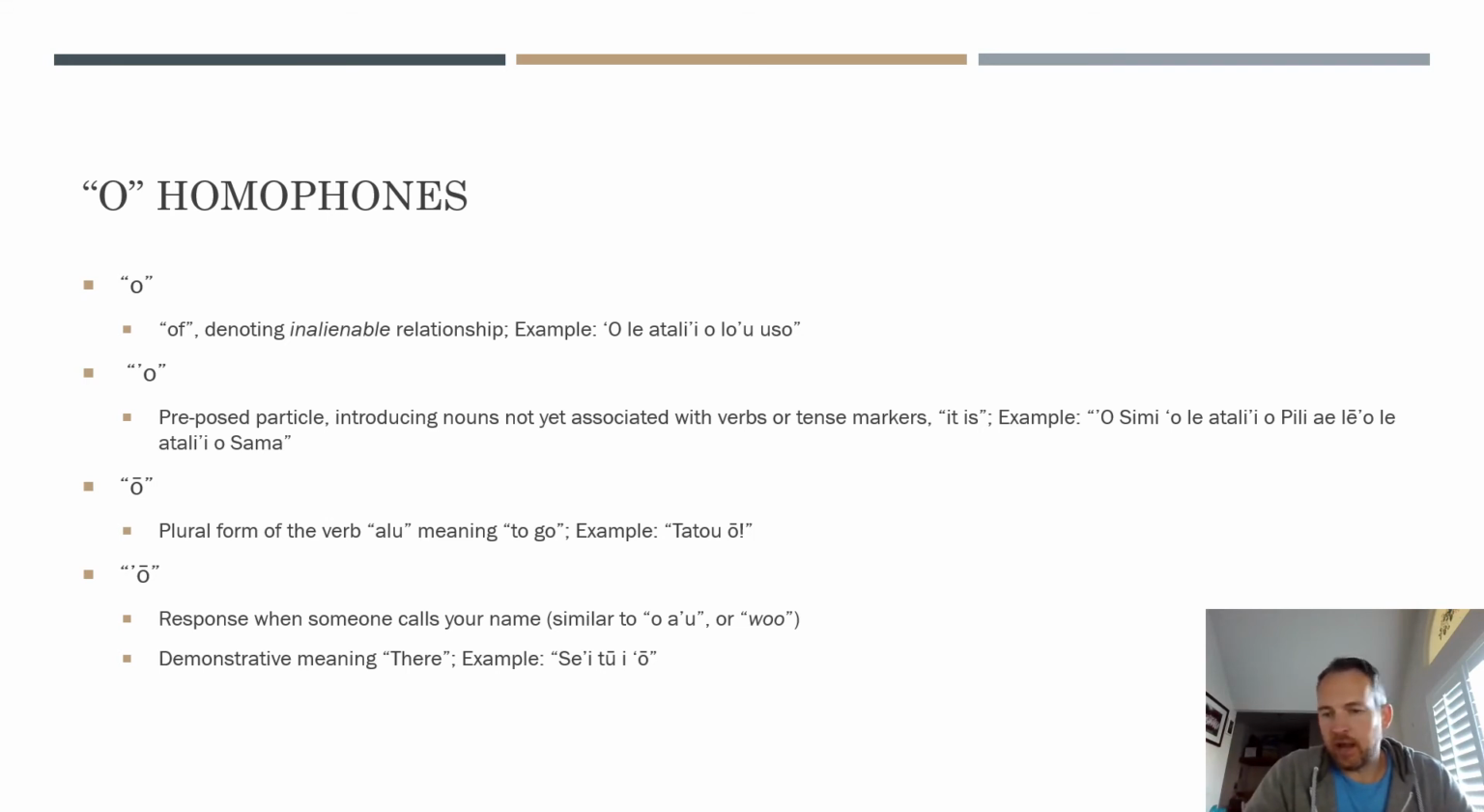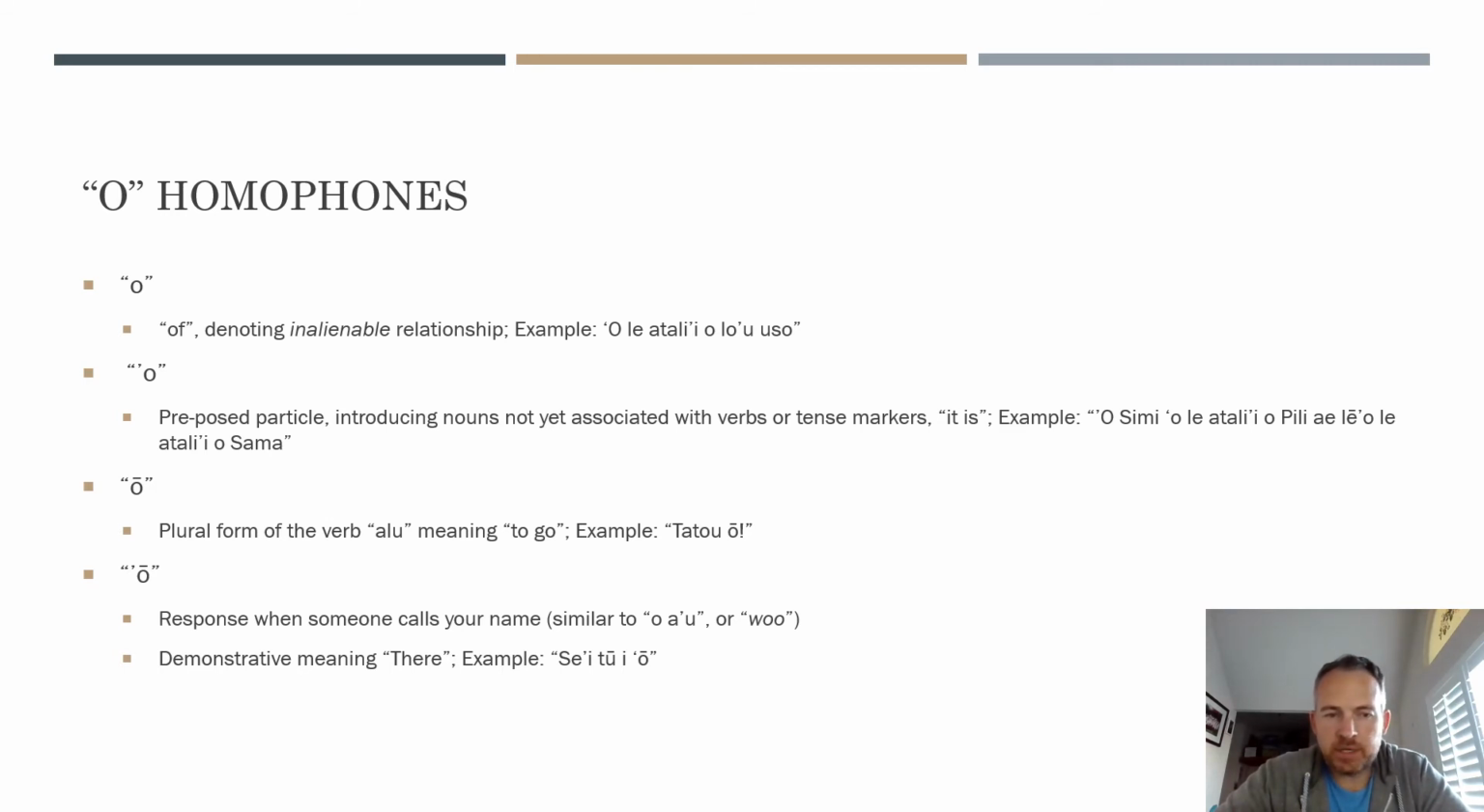So for those of you that grew up in a Samoan speaking home, but maybe just didn't pick it up all the way, you probably heard a lot of times 'tatou o,' 'ta o.' That just means we go, let's get out of here. But basically you can drop it in. It's just a plural form of alu.